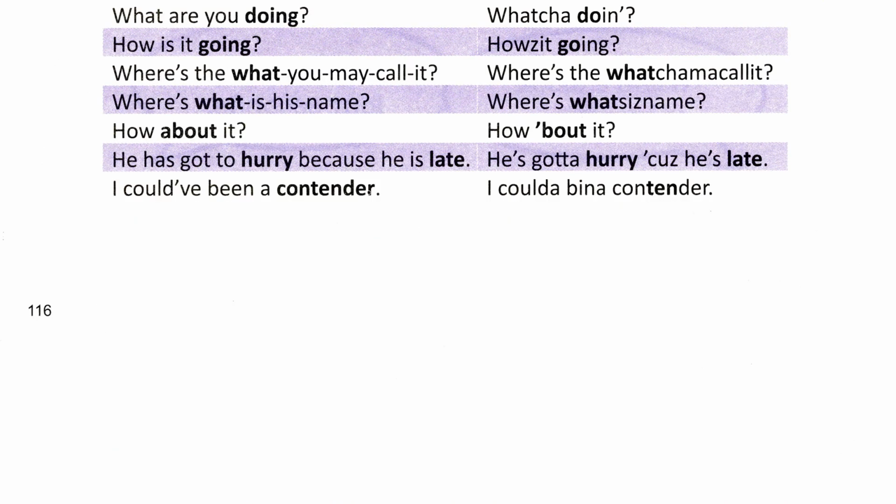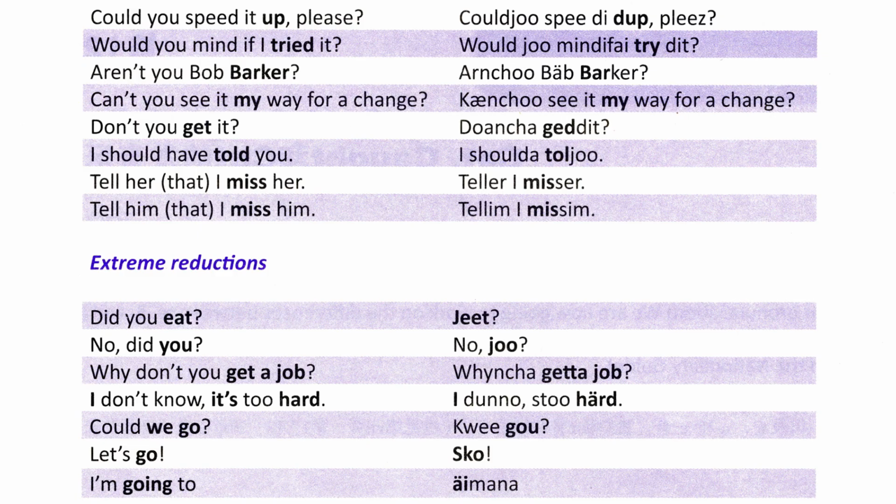What you doing? How's it going? Where's the whatchamacallit? Where's what's-his-name? How about it? He's got to hurry 'cause he's late. I could have been a contender. Could you speed it up, please? Would you mind if I tried it? Aren't you Bob Barker? Can't you see it my way for a change? Don't you get it? I should have told you. Tell her I miss her. Tell him I miss him.